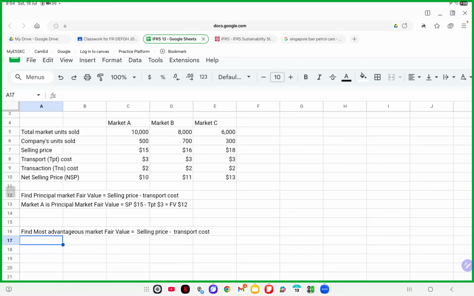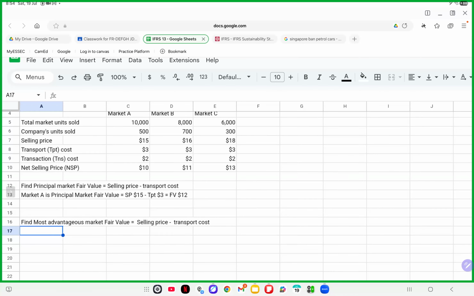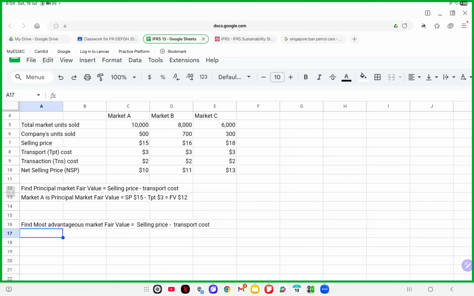And only in absence of the principal market, like there's a lockdown or a government ban, where the government says you cannot sell to this market, because of political reasons you need to use the highest selling price. So you take the selling price minus every cost. 15 minus 3 minus 2, selling price 10. 16 minus 3 minus 2, 11. 18 minus 3 minus 2, 13. So this gives you the highest net selling price, which is market C.